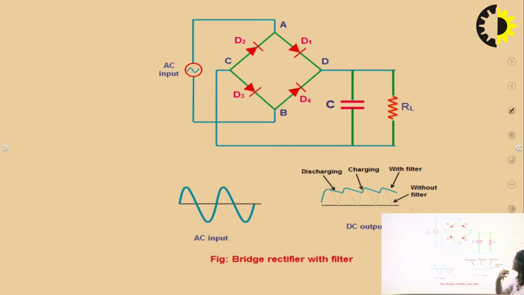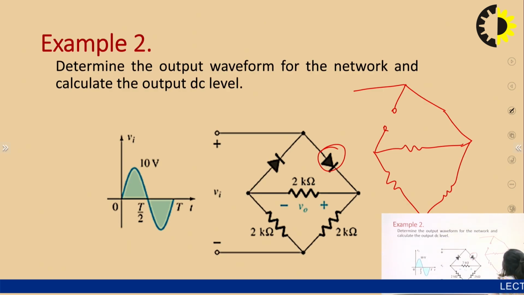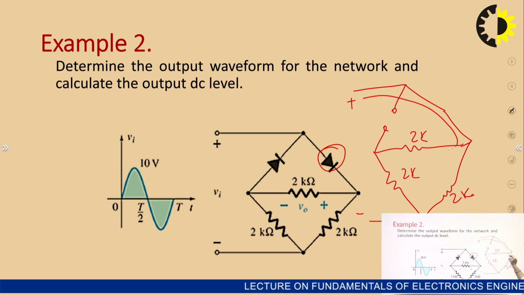Now this is how we can connect a filter across the bridge rectifier output, and we will get the output here. Due to the charging and discharging of the capacitor, we get this waveform. This waveform is then given to the voltage regulator, which provides a constant DC. In this way we can design the DC power supply also. This is plus, this is minus, and these are 2 kilo ohm, 2 kilo ohm, 2 kilo ohm. We can see the current will flow in this way.